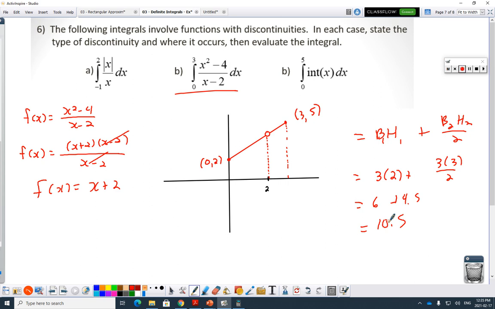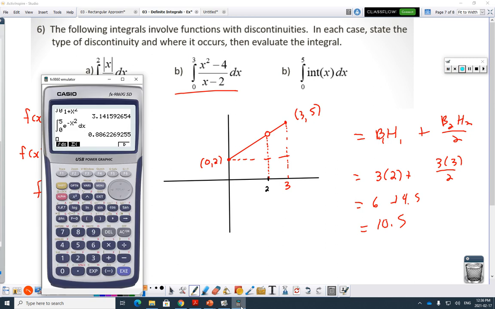How did I get the base of the rectangle? I was going from 0 to 3, so the base of the rectangle was 3. The height of that rectangular part at the bottom was just 2 because I was going up to 0, 2. And then the base of the triangle was 3, and then the height was that 5 minus 2, 4.5, so I get 10.5. And of course, you've always got your calculator ready to rock and roll. But your calculator can handle these, even if we can't.